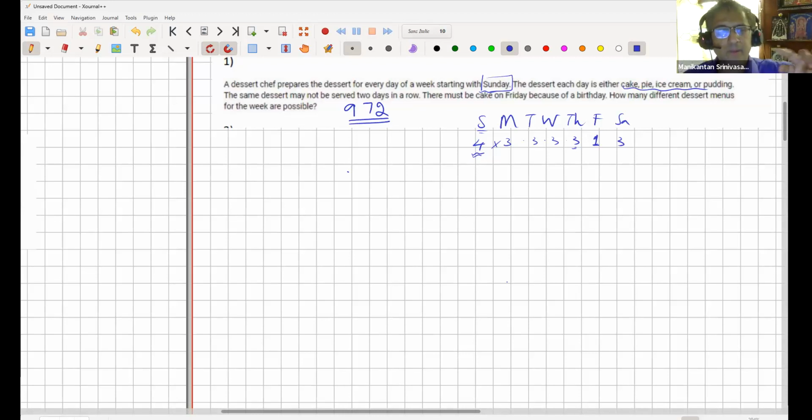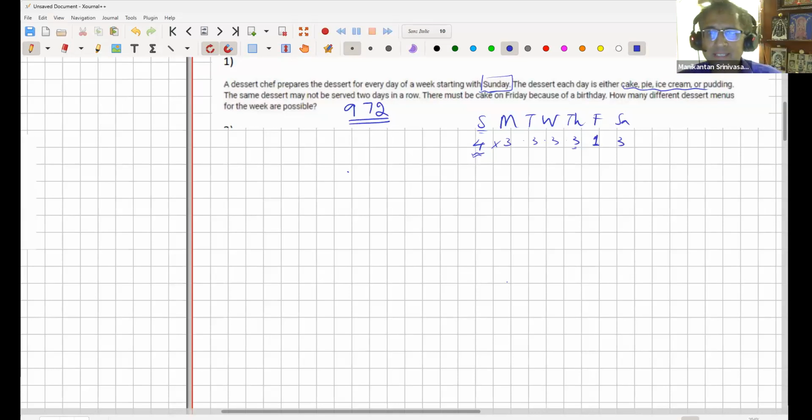But wait. Why couldn't Wednesday also be a cake, in which case it can be a 3, no? Wednesday could also be a cake. Wednesday could be same as the Friday cake. Okay. Suhani, yes. I think the mistake is that the 4 should be a 3 because Saturday is still the day before. So there can still only be 3 options because it can't repeat.